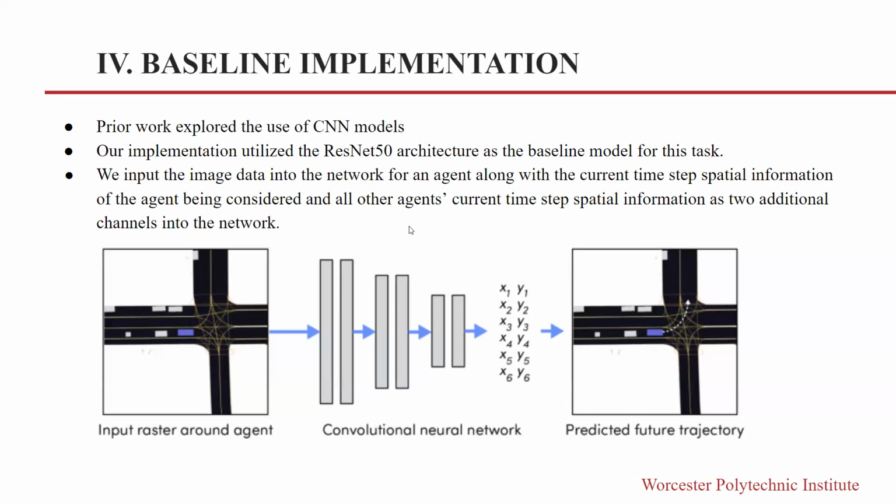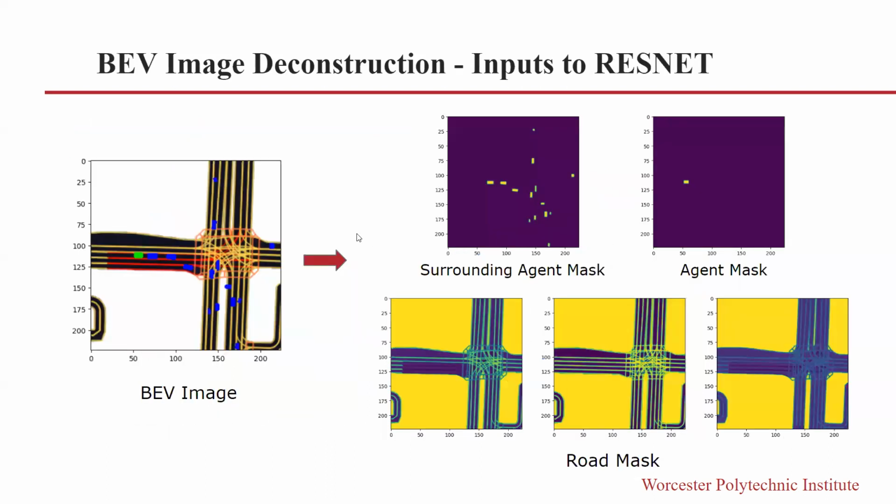So we input the rasterized image around the agent in consideration, and the ResNet 50 outputs the future trajectories of the given agent. The input raster has to be deconstructed into multiple masks before it can be input into ResNet. So we see on the left, we have a bird's eye view image, which is an RGB image. In this image, the green blob is the agent in consideration, and the blue blobs are the agents which are the surroundings of the agent in consideration. And we also have the semantic map of the road and the lanes and the pedestrian crossings.